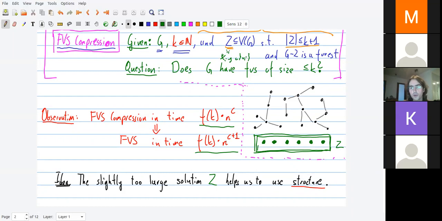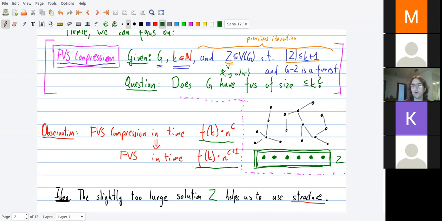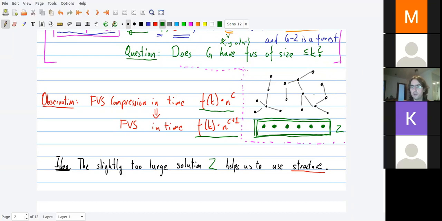So the main idea of this fact is that essentially for free, we can assume that when solving feedback vertex set, we have in hand a solution that is one too large. And this solution Z, as on this picture here on the right, can serve to highlight the structure in my graph. Because we are not working with an arbitrary graph where we would like to find a feedback vertex set. We are working with a graph such that there is a small set of vertices whose deletion yields a forest. So a very well understood graph.